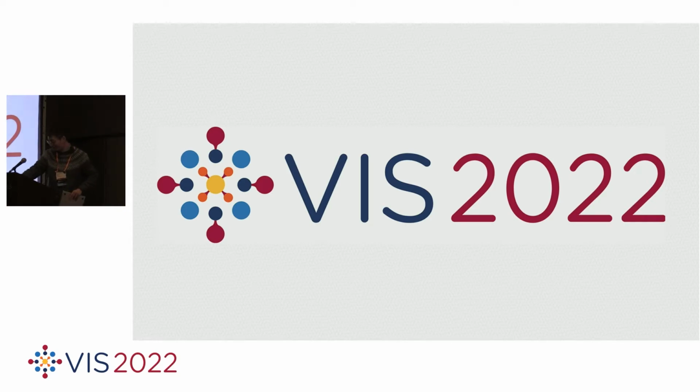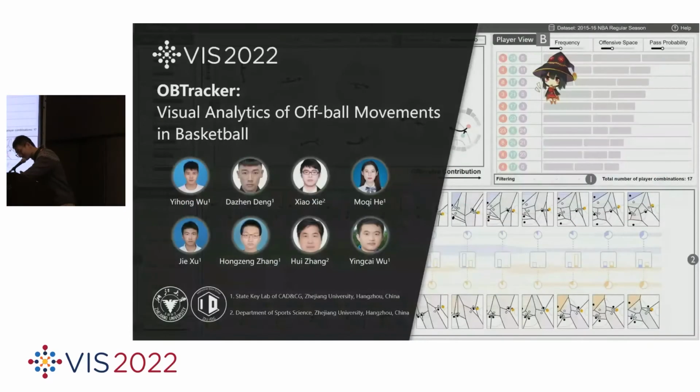The next talk is going to be a pre-recorded video, and it's called OB Tracker, Visual Analytics of Off-Ball Movements in Basketball. The talk is given by Yihong Wu.